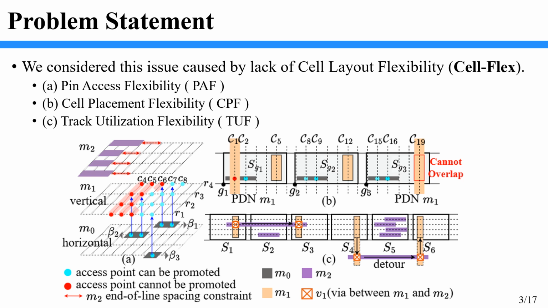We define this as a cell layout flexibility problem and classify it into three key indicators. A. Pin access flexibility. A pin access point does not always guarantee that the pin can be promoted to an upper metal layer route. B. Cell placement flexibility. The power delivery network can block pin access and constrain cell legalization. And C. Track utilization flexibility. Metal tracks occupied by a cell inside may force detour routing for the connection of other cells.